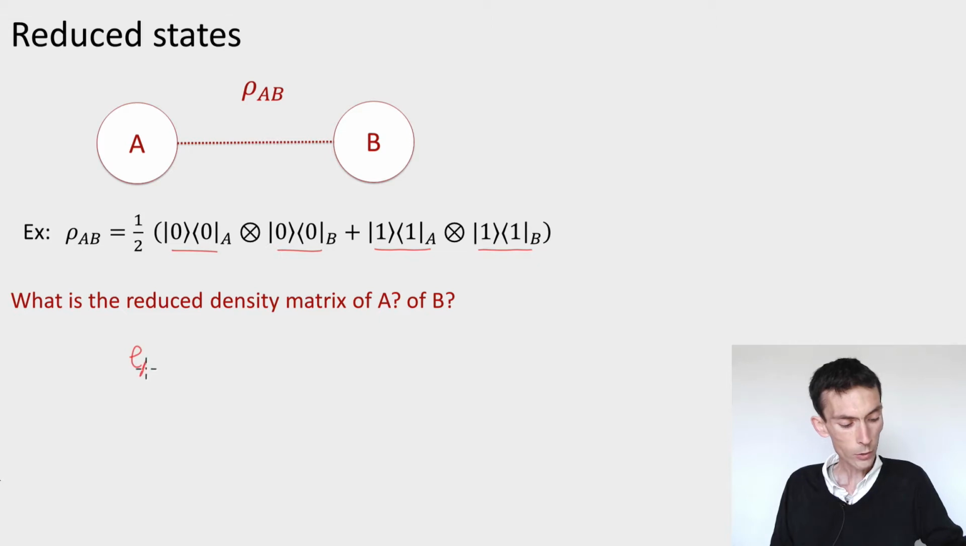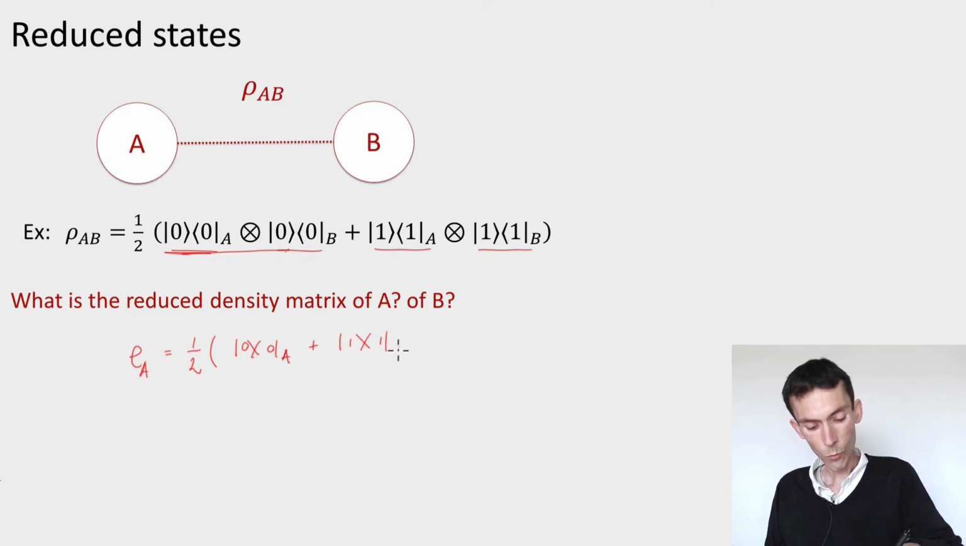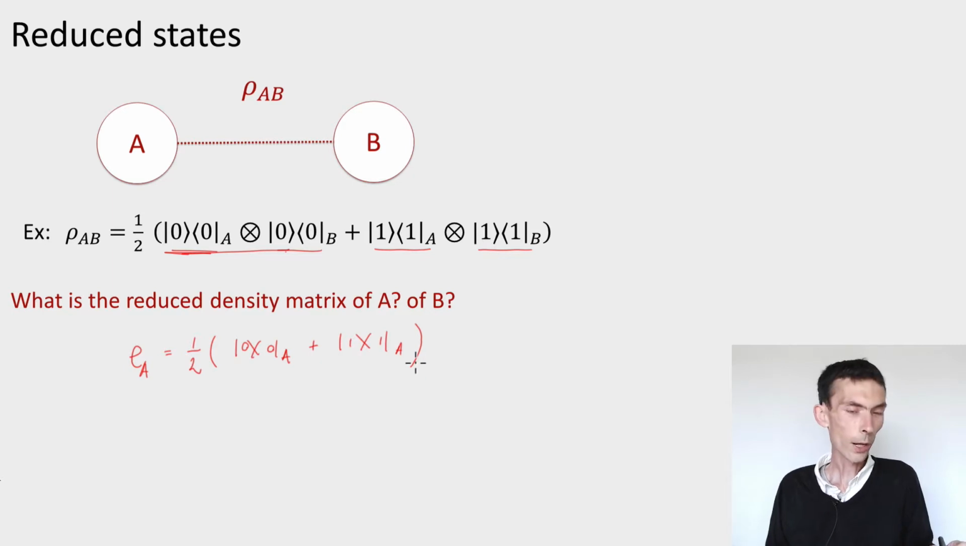A natural guess would be that this reduced density should again be a uniform mixture of, in the first case, the A system is a 0, so I want to put a 0 here, and in the second case, A is in a 1, so I want to put a 1 here. And it turns out that this is the correct answer. This indeed represents the state of system A.